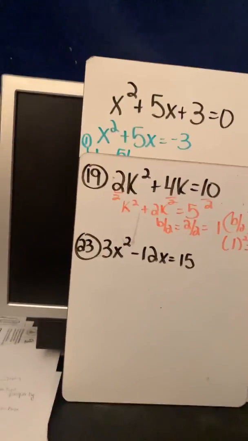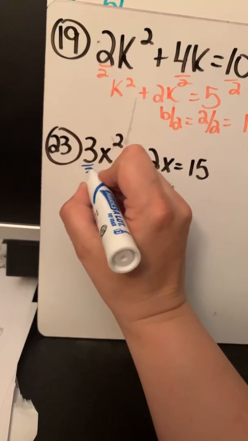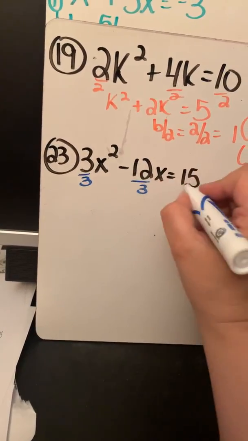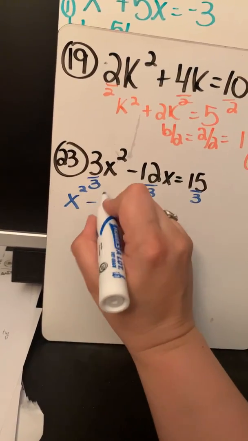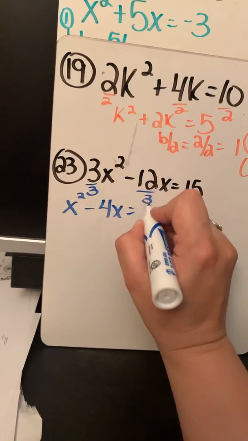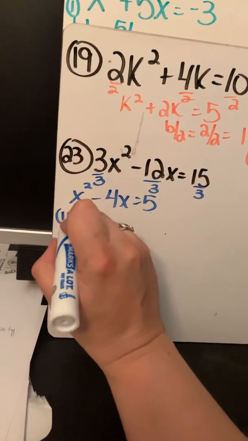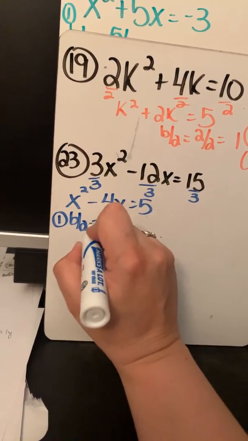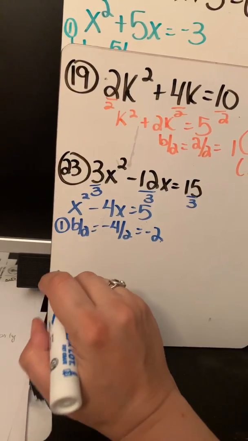Okay, so 23. First thing you need to do if you're completing the square on this one, you've got to get rid of that 3 out front. So let's divide everything by 3. Now we've got x² − 4x = 5. Now let's complete the square. First step, your b over 2. It'd be negative 4 over 2, which is negative 2.